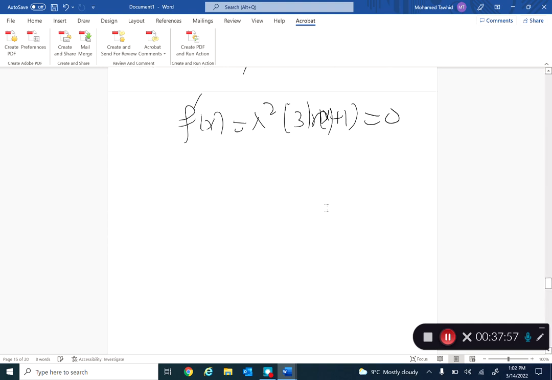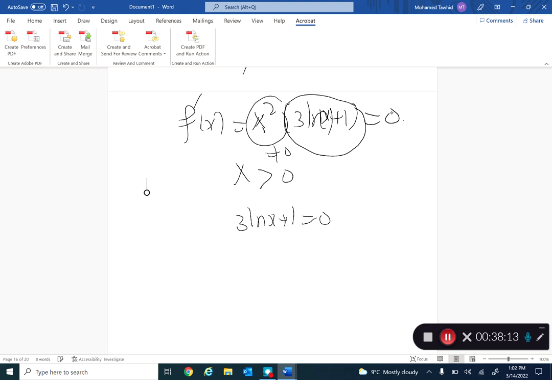Right, so now what do you know about x squared? Your x here is greater than 0. So x squared here is positive and non-zero, which means 3 ln x plus 1 equals 0. Because this one is non-zero, the bracket here should be 0, because you have a product: a multiplied by b equals 0. If a is non-zero, then b must be 0. At least one of these must be 0.